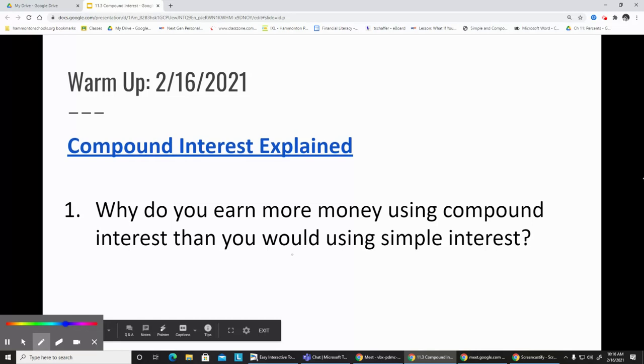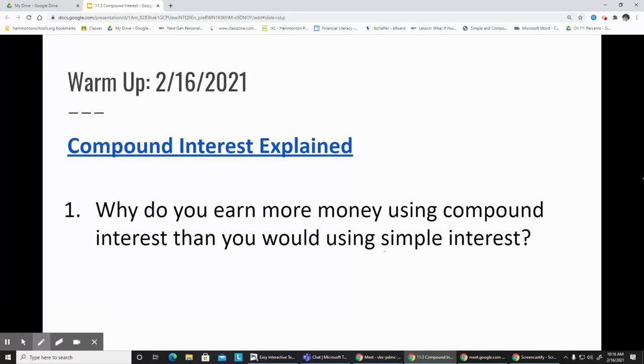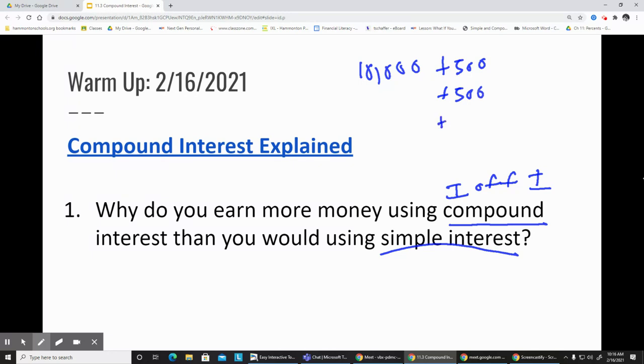Why do you earn more money using compound interest than simple interest? So, simple interest, that's what we did last week. You're pretty much just earning interest off of your principal. Compound interest, now you're earning interest off the interest accumulated. Hopefully you saw from that video, if it was $10,000, they earned $500 each year for simple interest. So they earned $1,500.